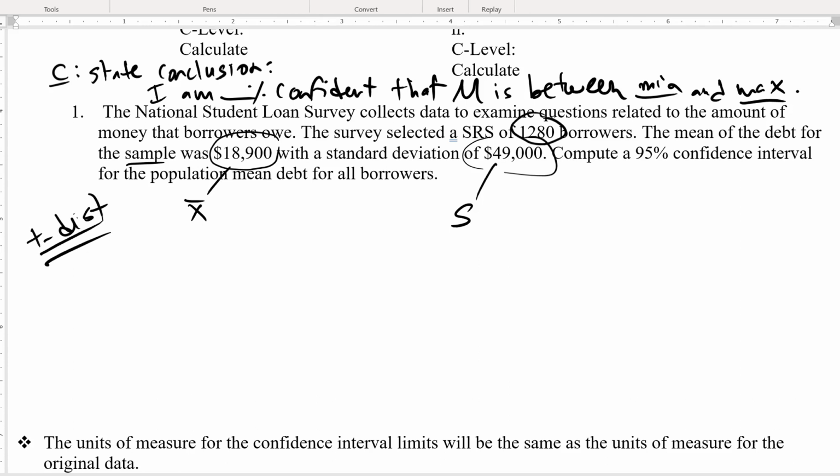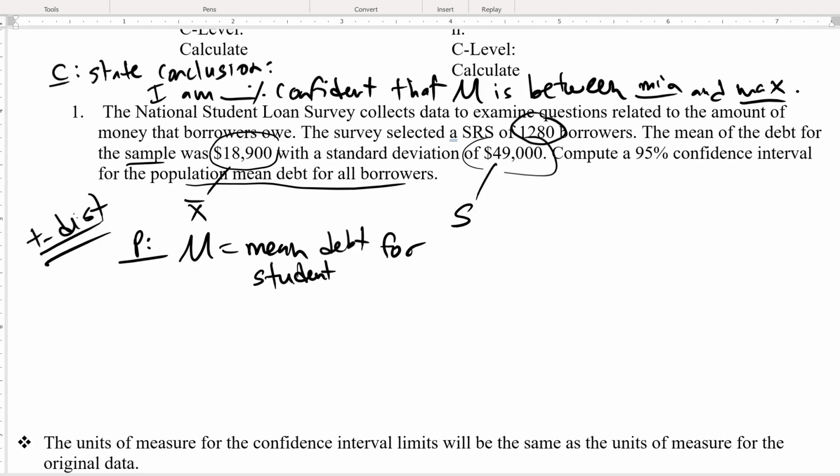Okay? What's PRTC? P. What is our parameter? The mean debt for the student loan borrowers. And I need units, so I'm going to put in dollars.